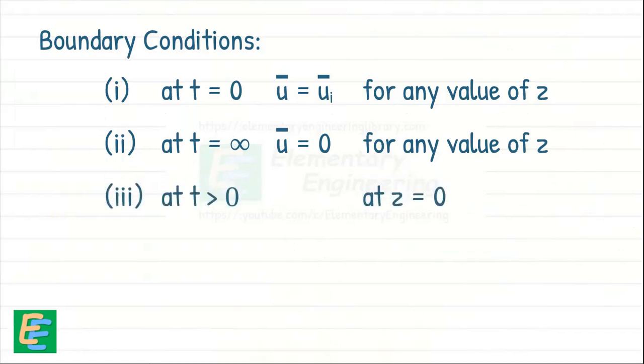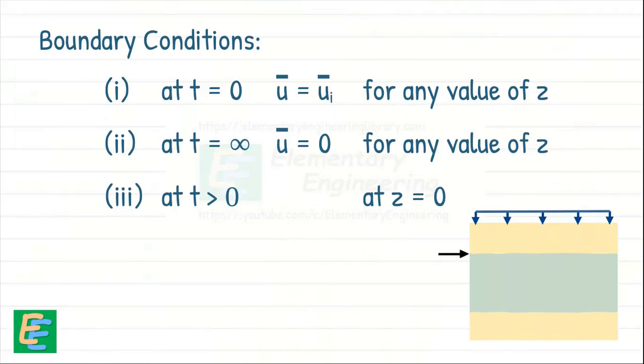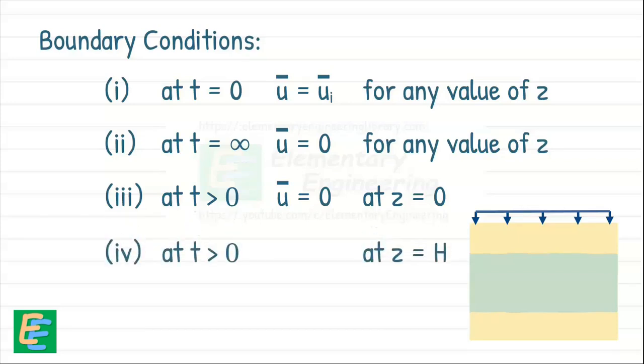Third condition is, at any time after the application of load, at the top surface of the clay layer, that is at Z equal to 0, the excess pore water pressure is 0. Fourth condition is, at any time after the application of load, at the bottom surface of the clay layer, that is at Z equal to H, the excess pore water pressure U bar is 0.